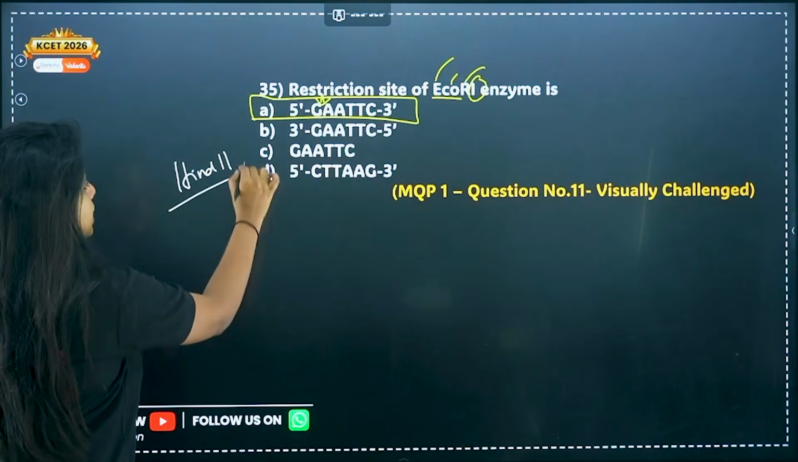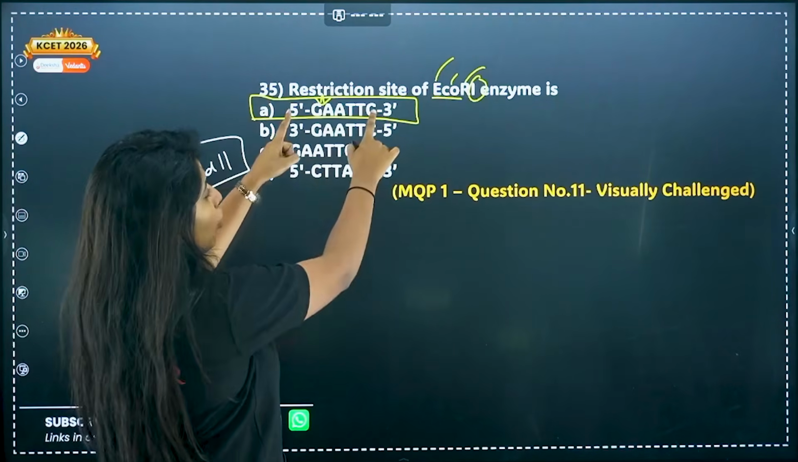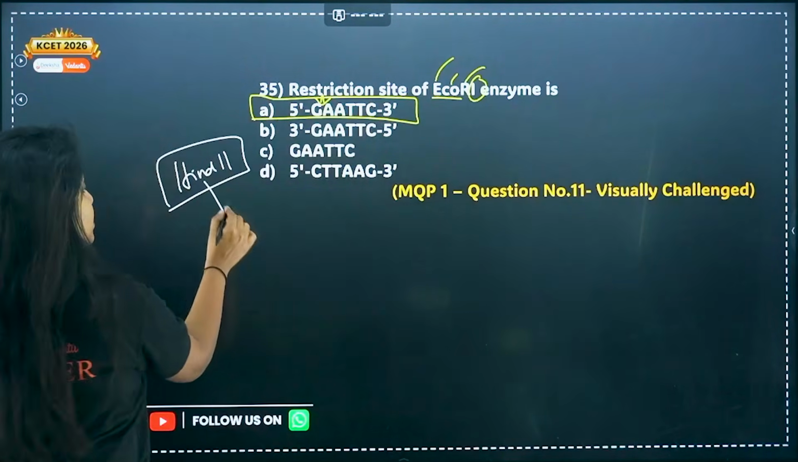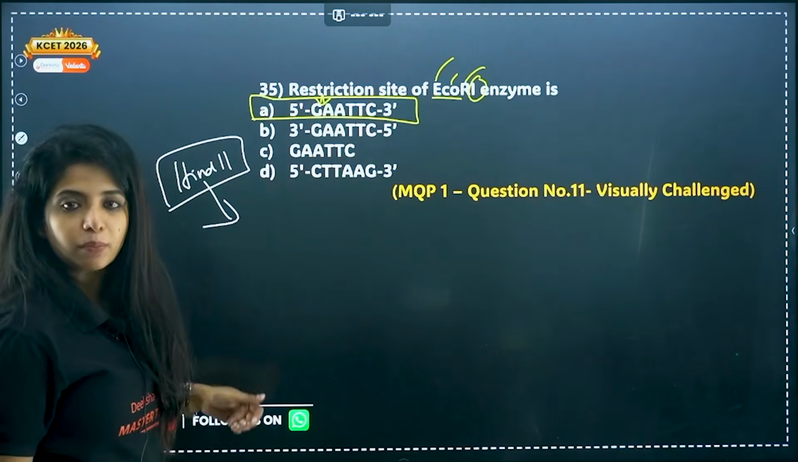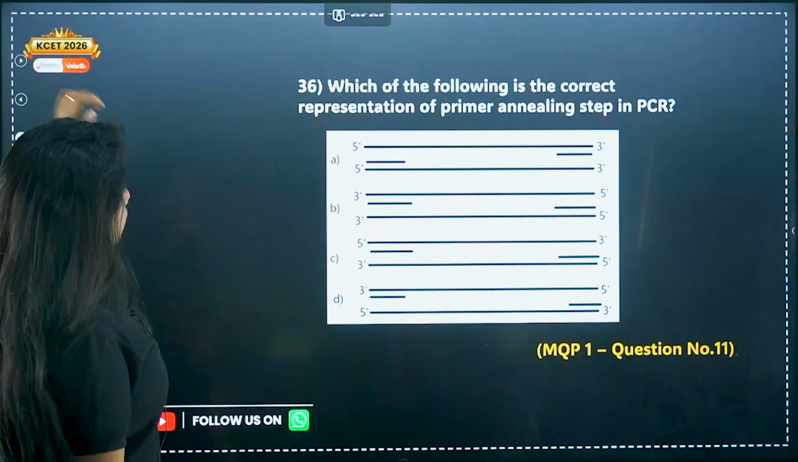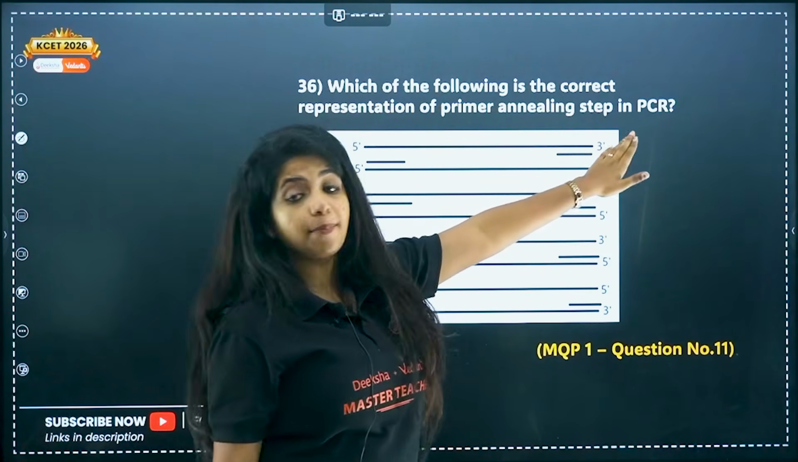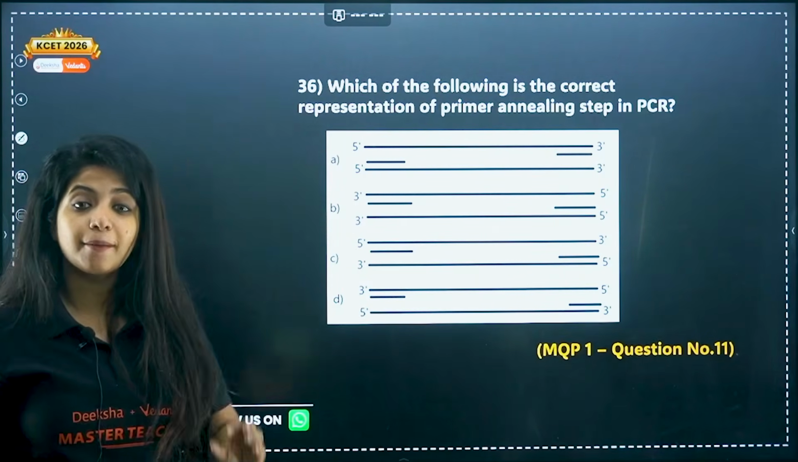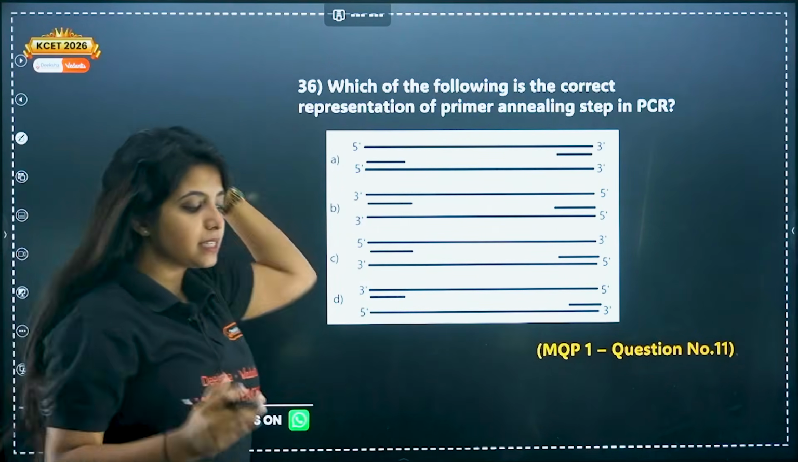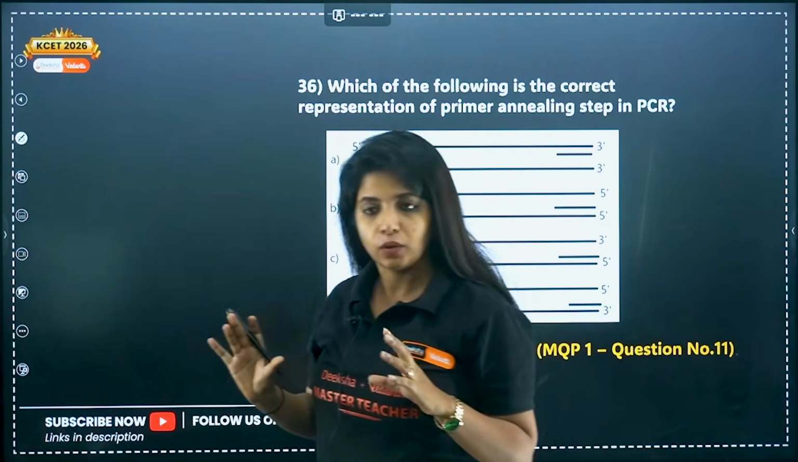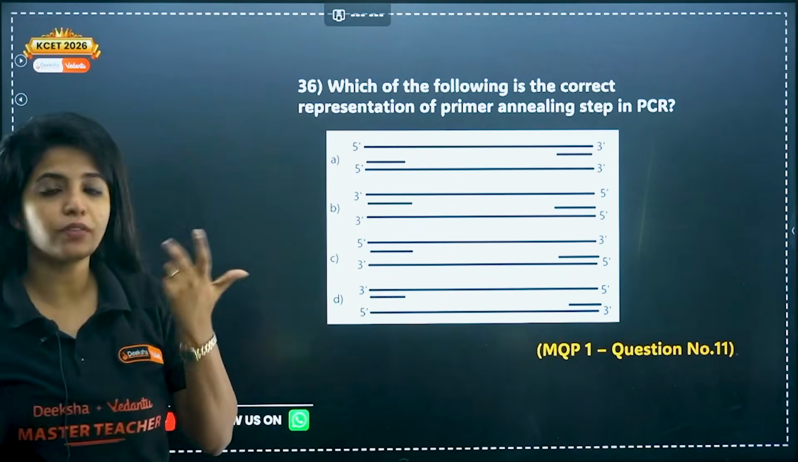HindII also has a restriction site of 6 base pairs. So here also we have 6 base pairs. Chalo. Which of the following is the correct representation of the primer annealing step in PCR? Primer annealing step in PCR. What does PCR do? PCR helps in replication of the little amount of DNA that I have.